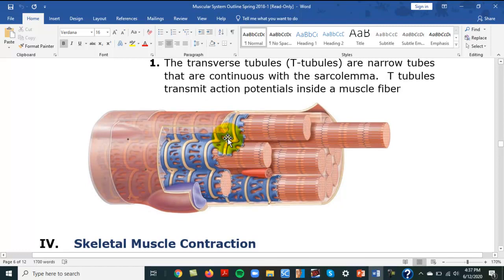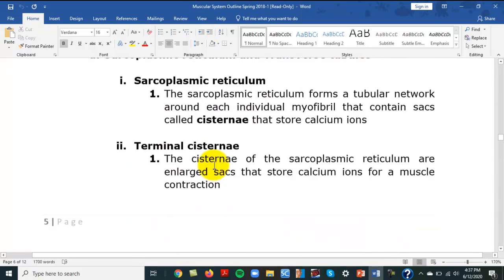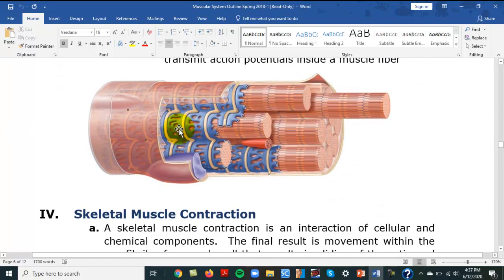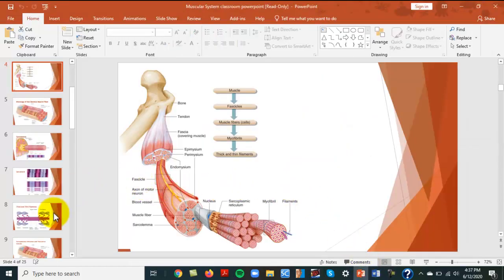Now, it actually connects to the sarcolemma, and that's how an electrical impulse called an action potential gets deep inside of a muscle fiber, through those little tubes. So that's important. And the terminal cisternae is part of the sarcoplasmic reticulum. It's that area on each side of the transverse tubule.